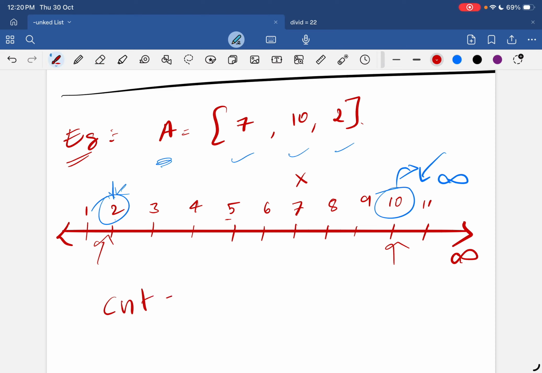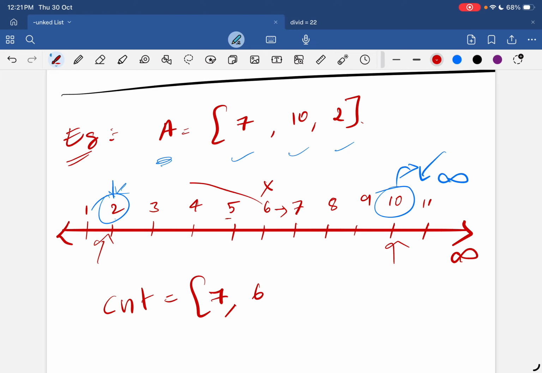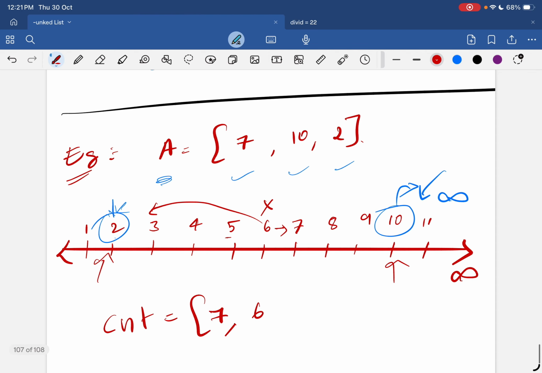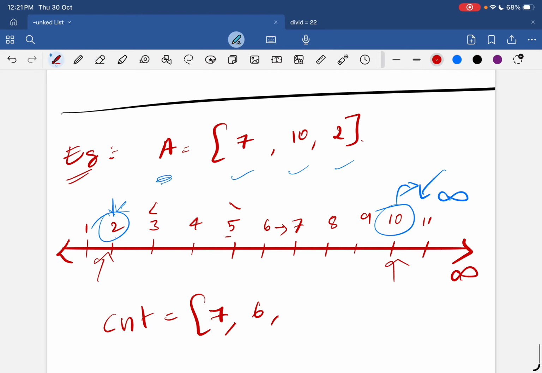Count can be as, we can count the count as 7. And let's try putting x as 6. So the value 6 is closer to 7 but far from 2. So 6 will also be considered into the 7th answer count. Let's try putting different value in x. Let's say 5. 5 again is closer to 7 but far to 2. So again we can consider 5.